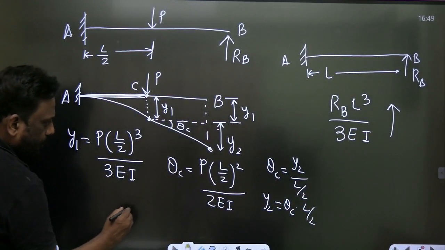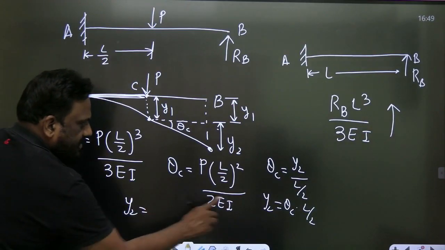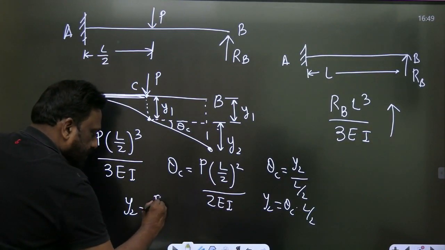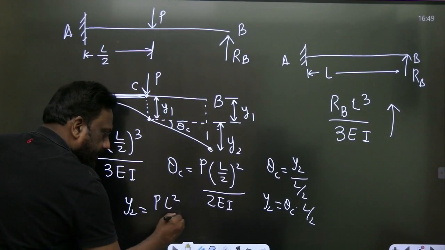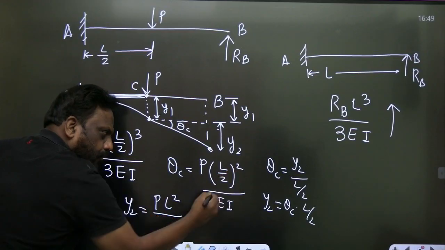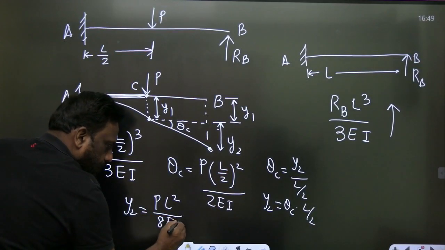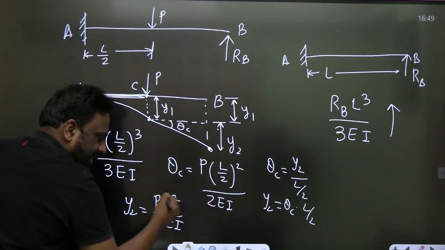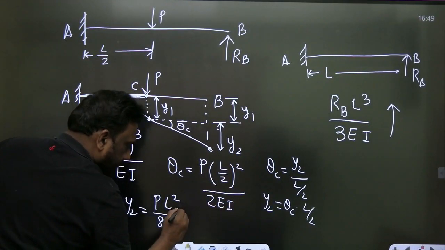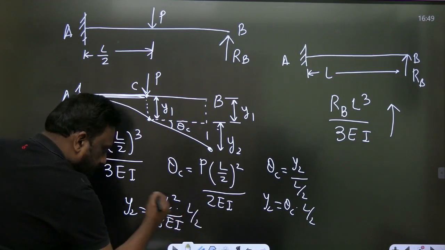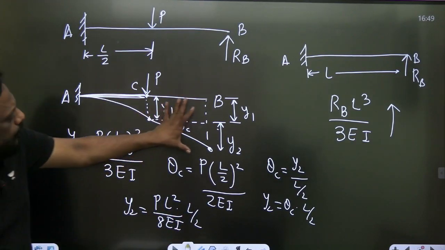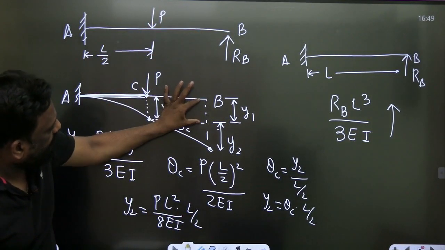Already theta c is known. So y2 can be written as theta c, which is PL square by 2 into 2 is 4, 4 into 2 is 8 EI. This is theta c, and this is theta c into L by 2, so this will be y2. So if you want the total deflection at B, it will be y1 plus y2.